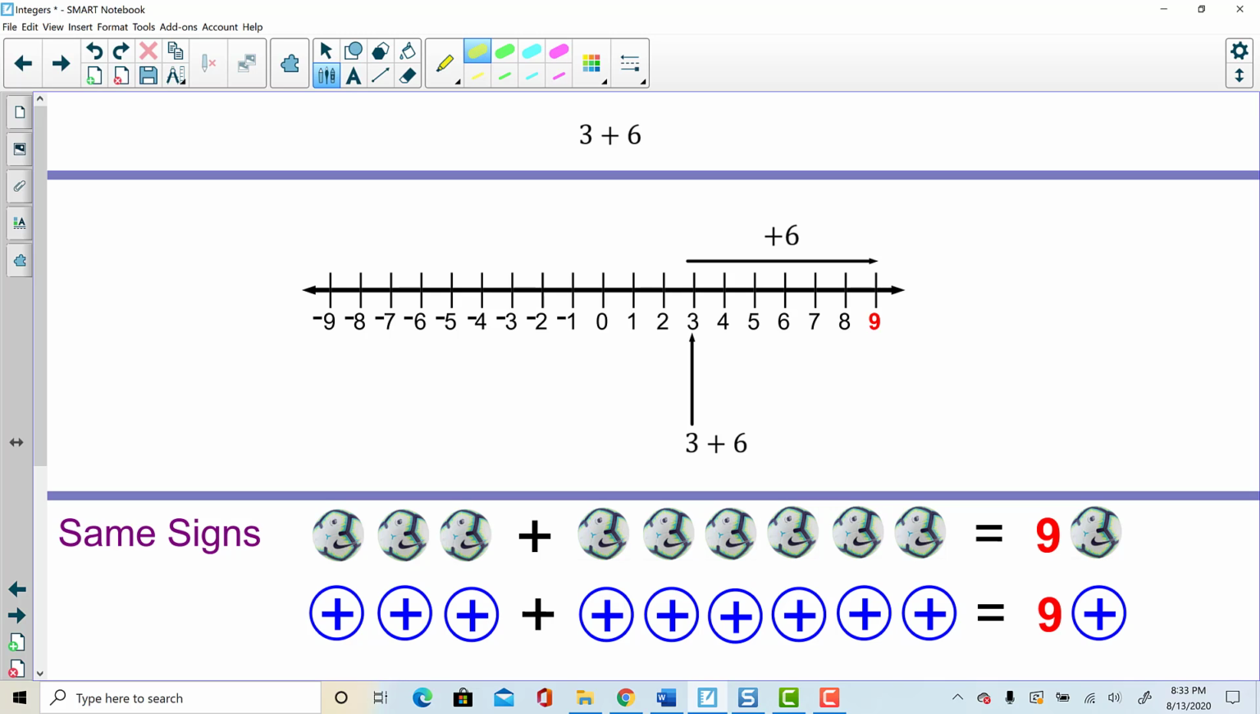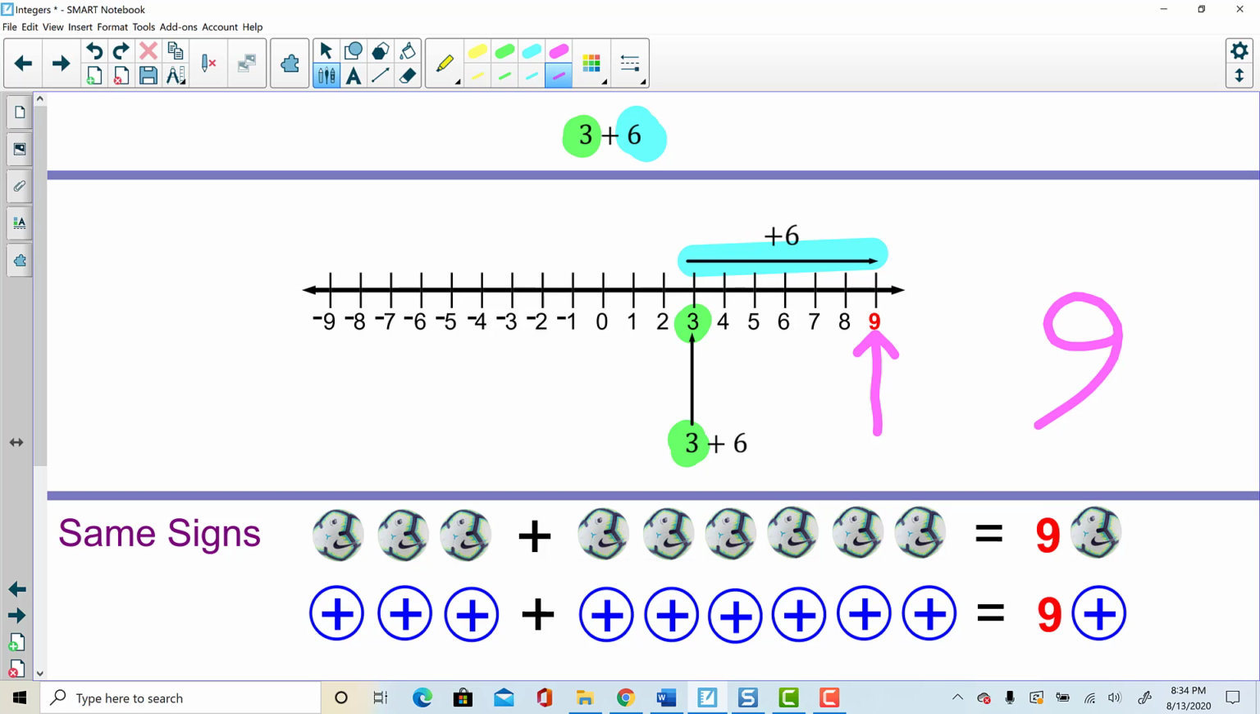Okay, here we have the same sign. We have a positive and a positive that we're adding up. So that's the same sign. The 3 is still going to be the starting spot. We're going to start at 3, and we're going to add 6. It's a +6, so we're going to go right 6. And that gets us to 9. The answer will be 9. So that's your visual representation if we solve it on a number line.